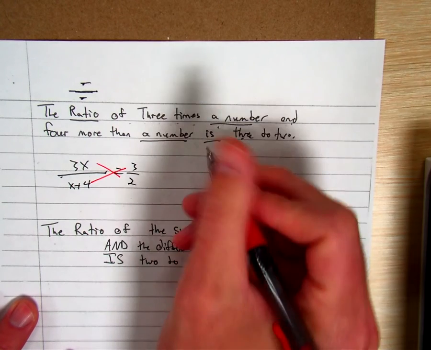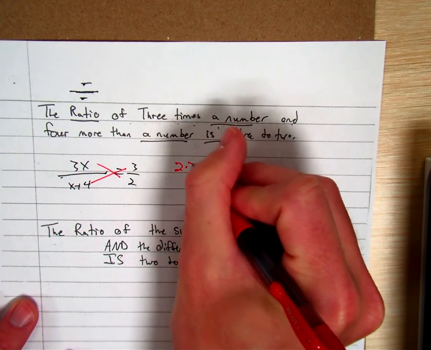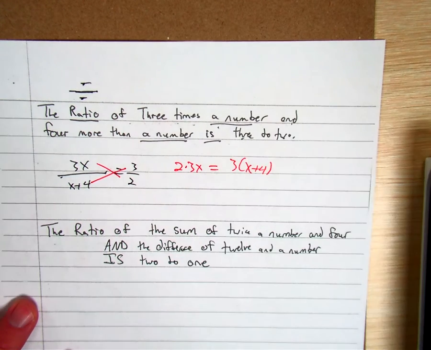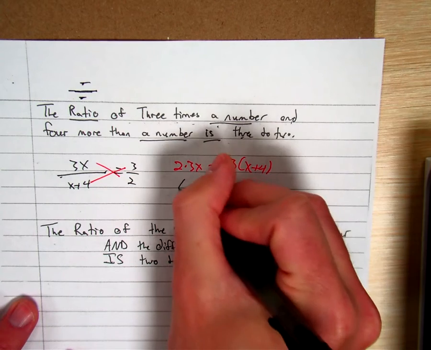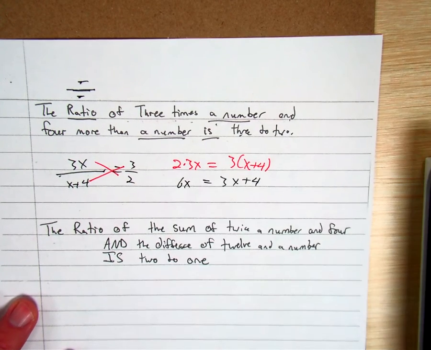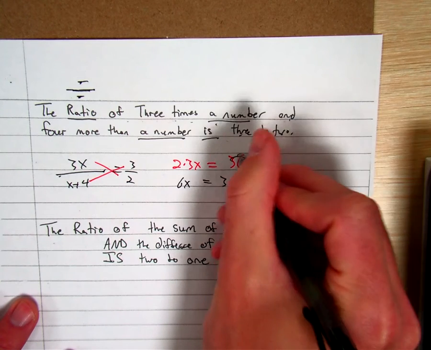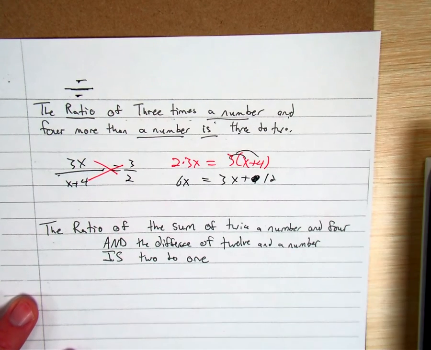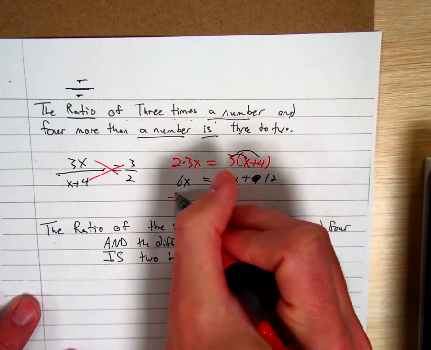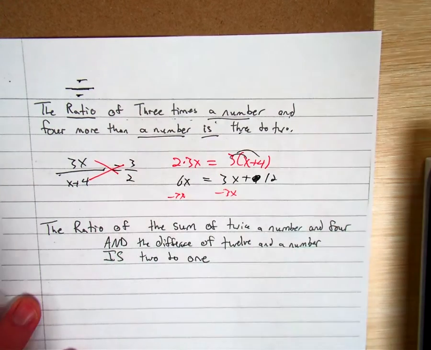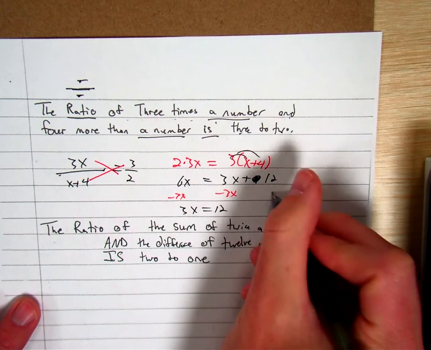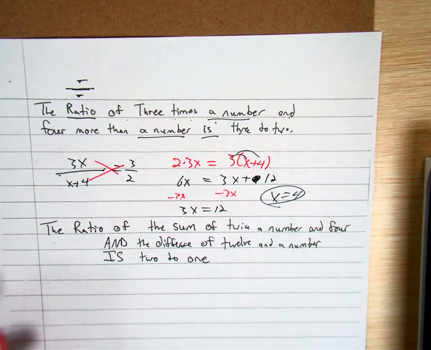So we're going to cross multiply. We'll have 2 times 3x equals 3 times x plus 4 for a 6x equals 3x plus 12. Minus 3x, divide by 3, and we should be getting 4.